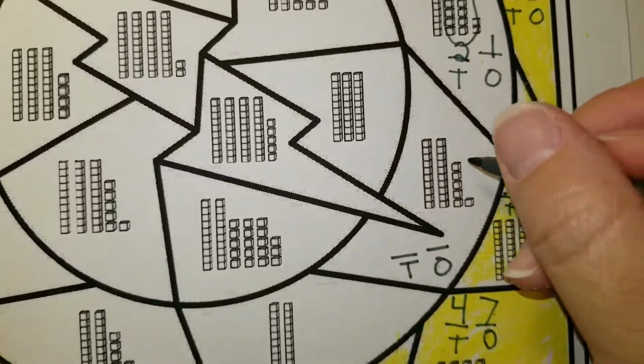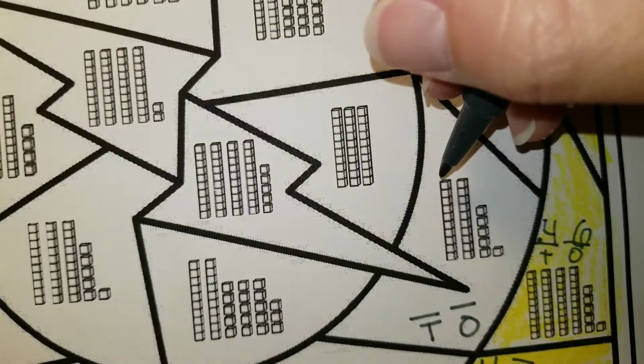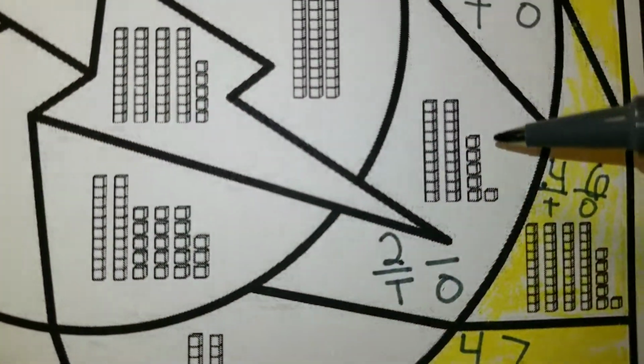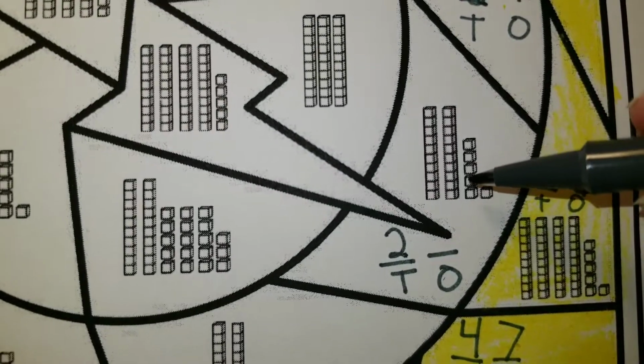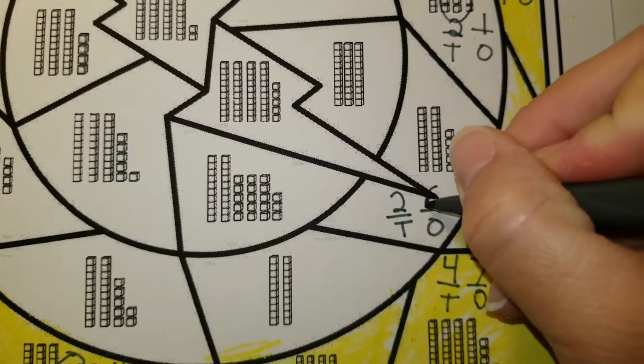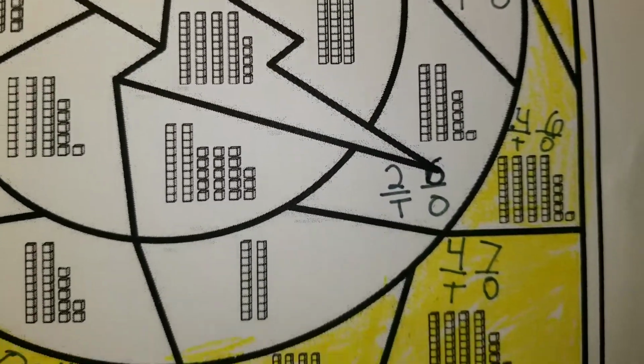Alright, so let's take a look at this one now. Let's see how many 10s and how many 1s. Here we have 2 10s. And here we have 1, 2, 3, 4, 5, and 6 1s. So our number, boys and girls, is going to be 26. 26 is going to be your number.